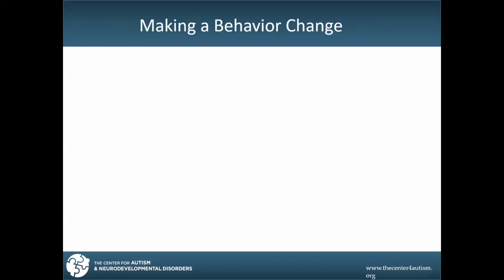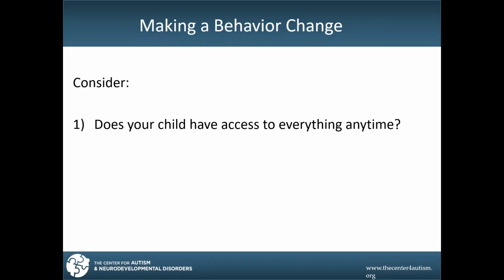When making a behavior change, consider the following. 1. Does your child have access to everything anytime? If so, you will want to restrict access to rewards and only deliver them when your child engages in a specific behavior. This is to ensure that the motivation for earning the reward is high. For example, if you're using the iPad to reward doing homework, but your child has had access to the iPad all day, this may not work as well as a reward because the motivation to earn the iPad may not be high anymore. Also, do not negotiate and do not give in once you have set a limit. This will send mixed messages and potentially increase inappropriate behaviors.